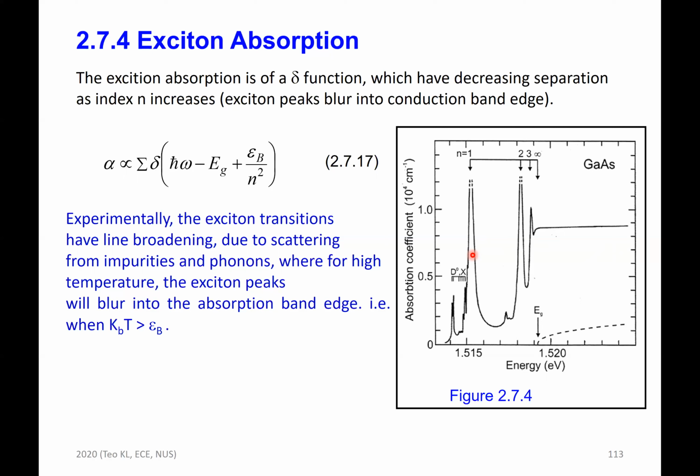So as you go to a higher temperature, as I mentioned before, if your binding energy is less than the thermal energy, or the thermal energy is greater than the binding energy, the electron will get dissociated, or break up into a free electron and free hole, no longer an exciton peak. So therefore, at higher temperature, you probably only see the band edge emission without seeing the exciton peak.